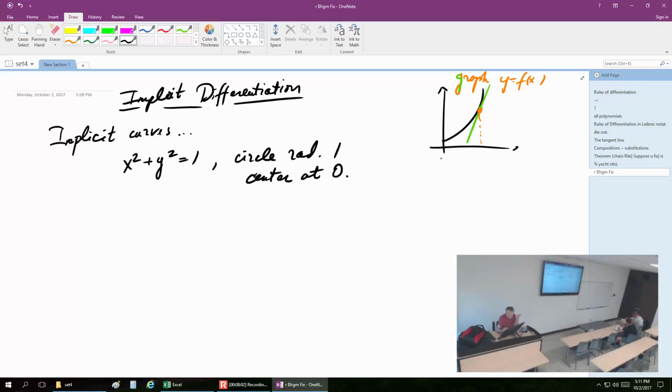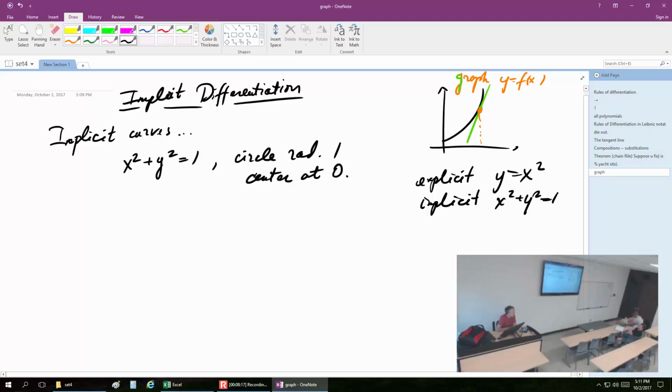So explicit, y equal x squared. Implicit, anything that not necessarily has been solved for y, or for x for that matter. So x squared plus y squared is equal to 1. It's not explicit. In fact, I could start explicit and write y minus x squared is equal to 0, and then suddenly the same thing becomes implicit.